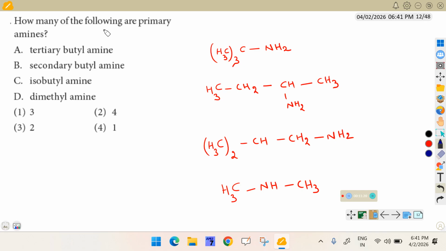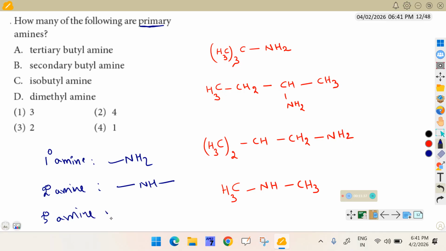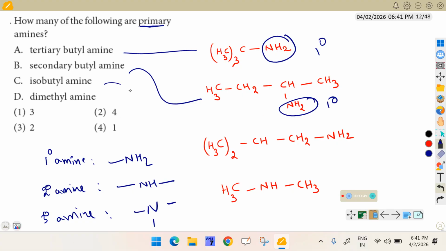How many of the following are primary amines? 1 degree amine NH2, 2 degree amine NH, 3 degree amine. It can be represented like this. So tertiary butylamine, it is a 1 degree amine. Secondary butylamine, 1 degree amine. Isobutylamine, 1 degree amine. Dimethylamine, 2 degree amine.